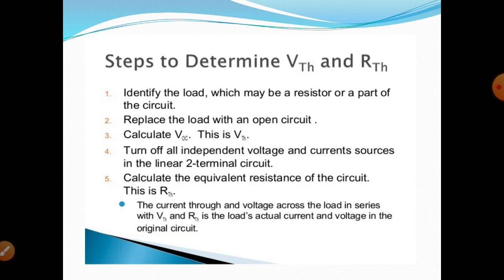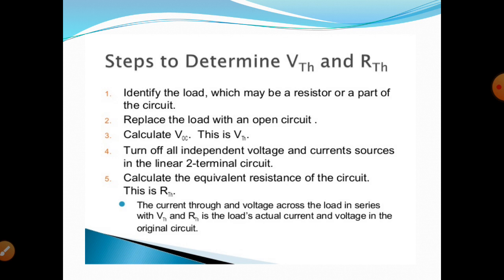Next, what are the steps to be followed to find the value of V Thevenin and R Thevenin. First, we have to identify the load, which may be a resistor or a part of the circuit. Next, we replace that load with an open circuit, and then we calculate the open circuit voltage. This voltage is the Thevenin voltage.